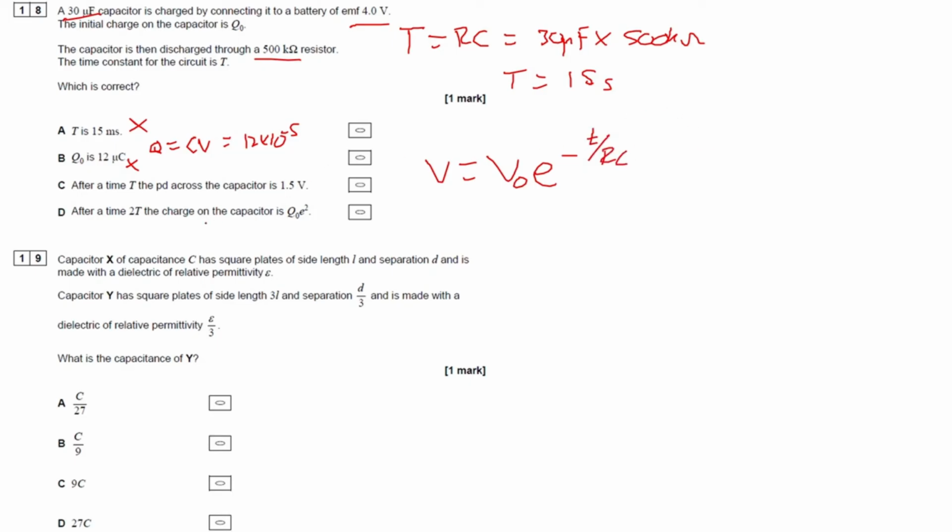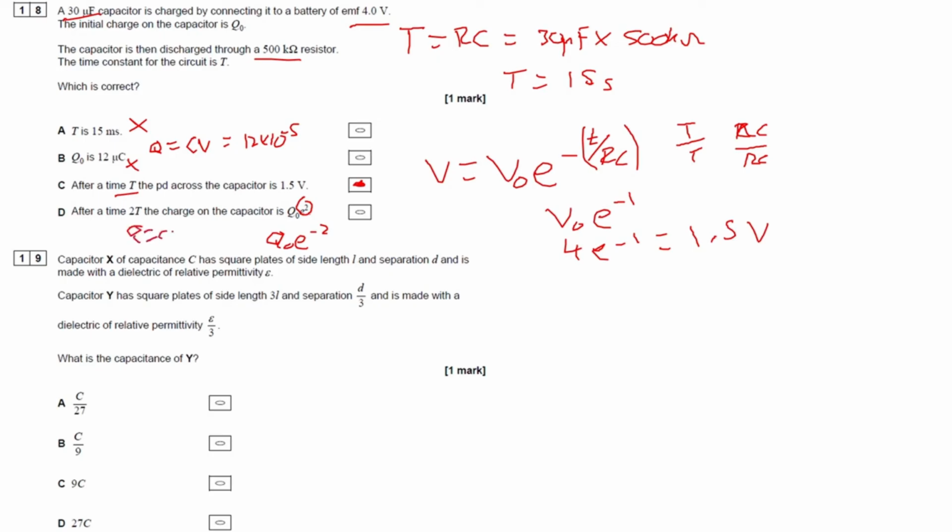So it says a time period of T later, which is the same as the time constant, which means that this whole term becomes T over T, or RC over RC. Okay, it's just 1, so that means V naught e to the minus 1, where the initial voltage they told us is 4 volts. 4 e to the minus 1, and that does give you 1.5 volts, so C is the answer. The reason why D is not the answer is that the value they've given us here should have been Q naught e to the minus 2. You could do a similar calculation here with the equation Q equals Q naught e to the minus T over RC again, and just see that that's true.